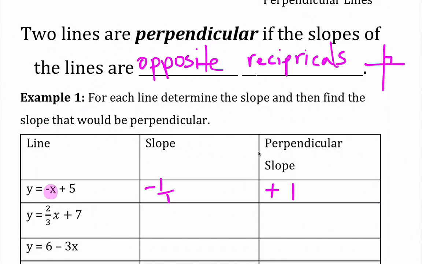Okay, y equals 2/3 x plus 7. So identify the given slope. So look at your x. The slope is the number in front. So my slope is 2/3. So any line that's perpendicular to that line will have a slope of an opposite reciprocal. So my given slope was a positive, so my perpendicular slope would be a negative. Reciprocal means flip it. So if I flip 2 over 3, it's going to be 3 over 2.